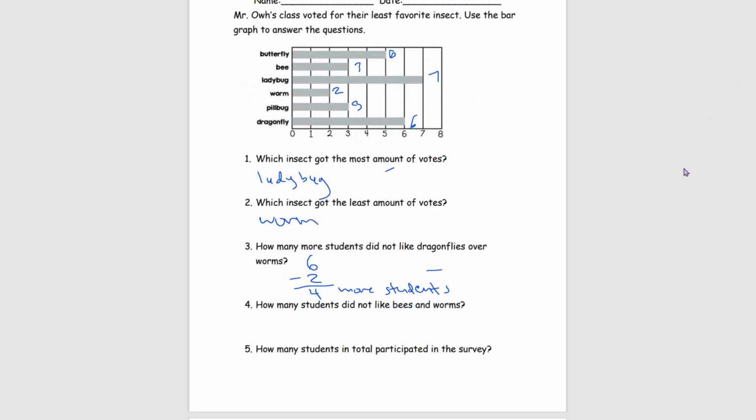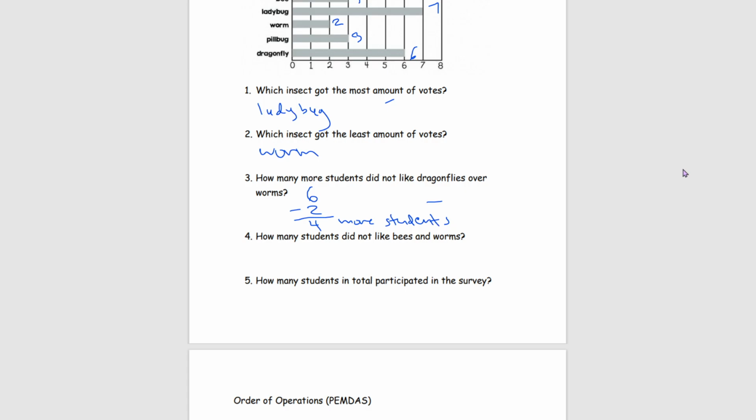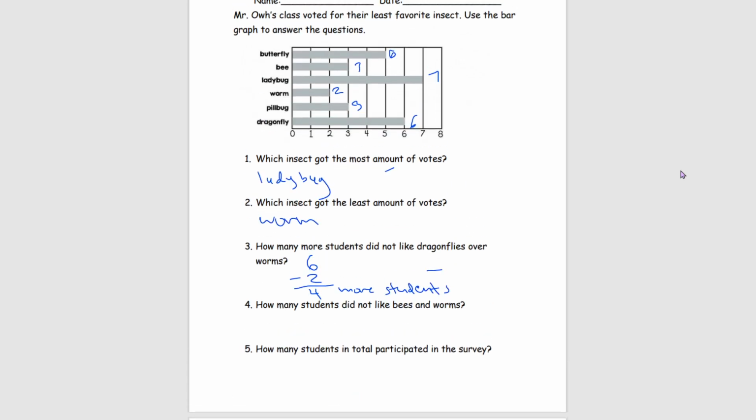For number 4, how many students did not like bees and worms? We can count our numbers. We have 3 students who didn't like bees and 2 students who didn't like worms. We can add these two together and we get 5 students.